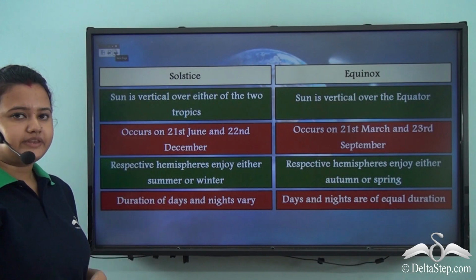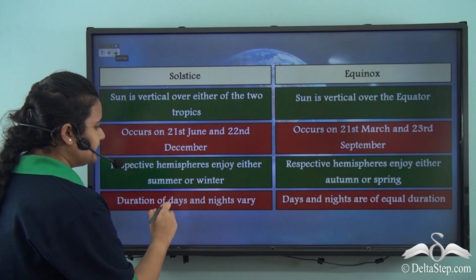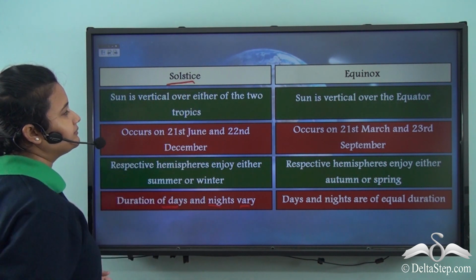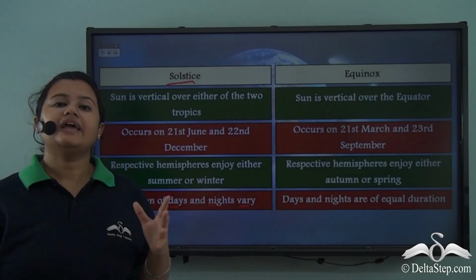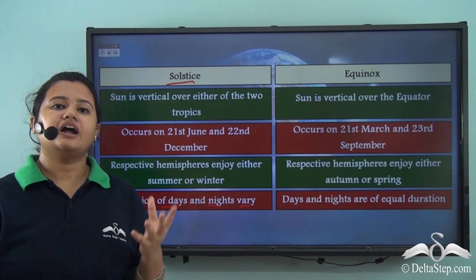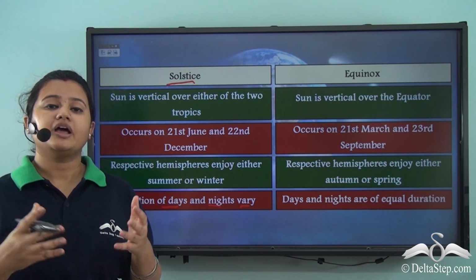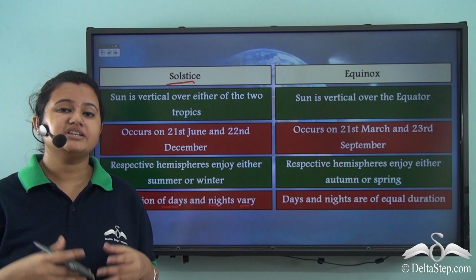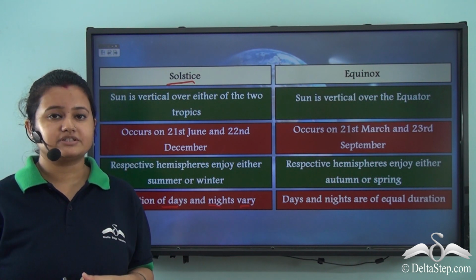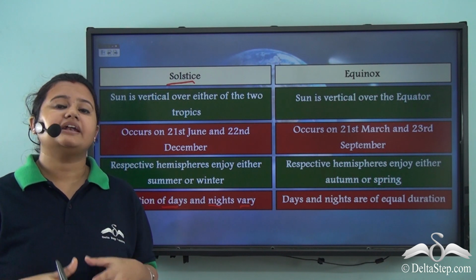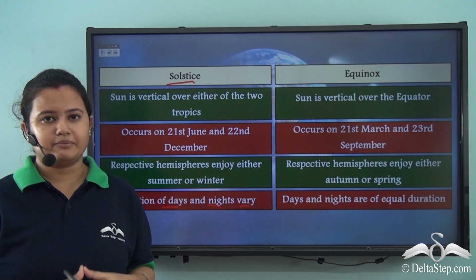We also know that the duration of days and nights vary in case of solstice. That is, during summer solstice, the days are longer and nights are shorter in case of northern hemisphere, because northern hemisphere enjoys summer during summer solstice. In case of southern hemisphere, the days are shorter and nights are longer.